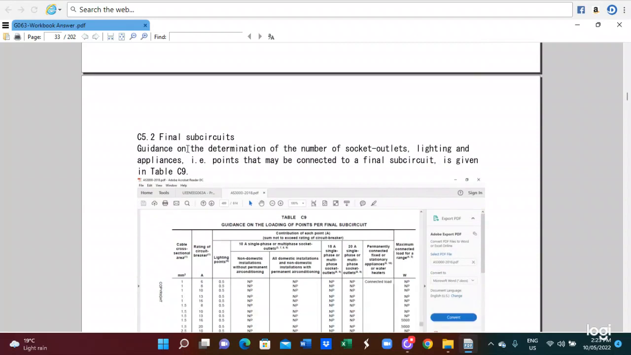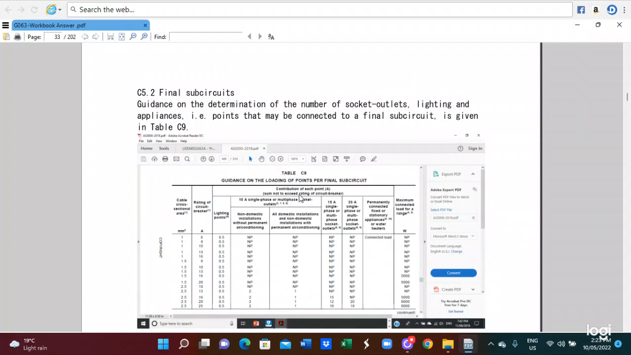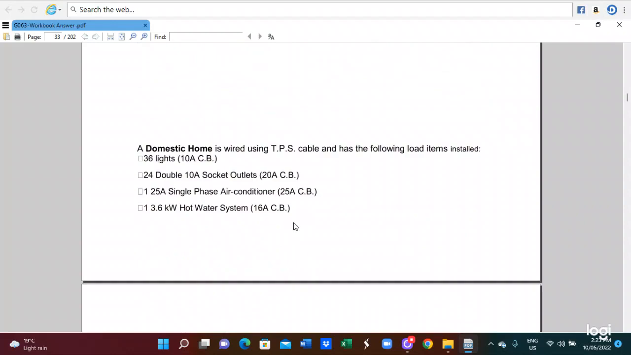So the guidance to determine the number of socket outlets is in table C9. Table C9 gives guidance on the loading of the points for a final circuit. How many socket points can be utilized for the final circuit? So you have to refer to table C9 of the EL3000. It is also represented by clause C5.2. For the domestic home, we utilize the TBS wire cable.